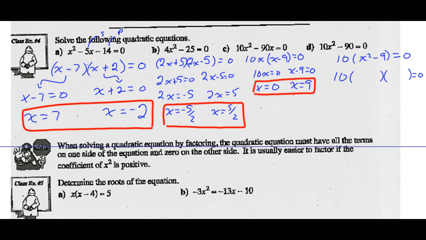So the perfect square root of x squared is x. That goes in the front of each bracket. Square root of 9 is 3. That goes in the back. Plus 3, minus 3. All right.